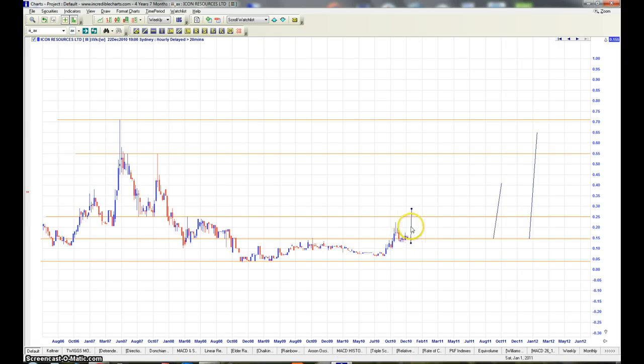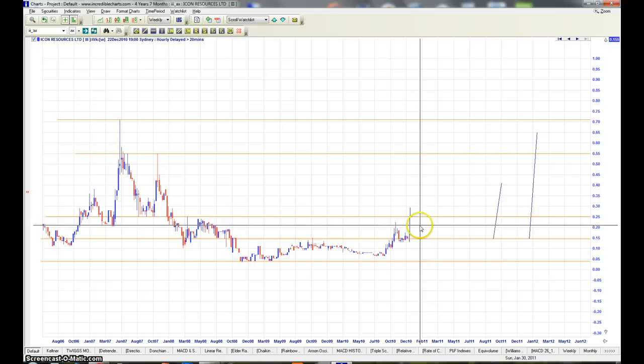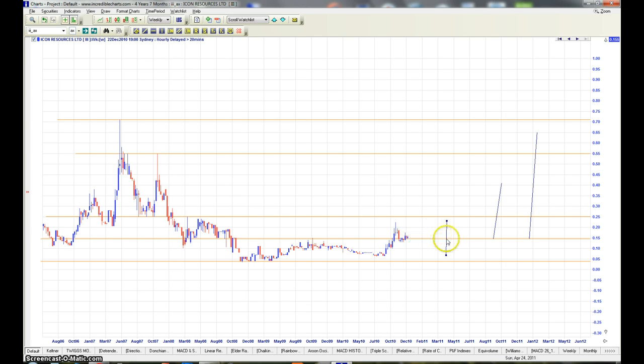So if I was going to be conservative, can we get to 25 cents in the short to medium term? Well, that goes past that. So we may have a bit of a battle at the 25 cent mark, because that's an old support resistance line. But there's a good argument that it'll get at least to 25 cents short to medium term.